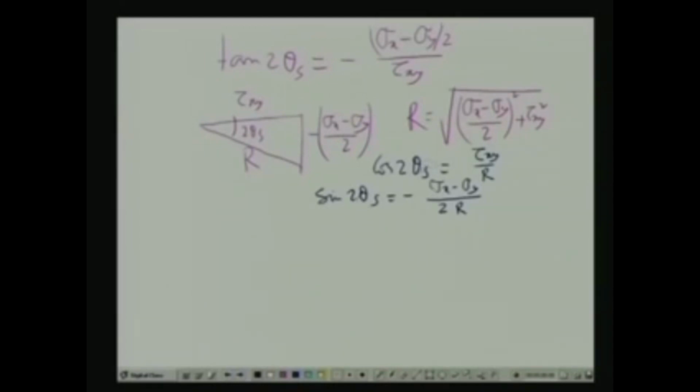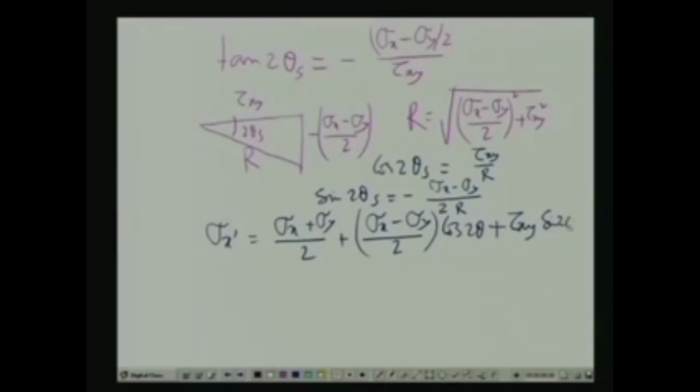Now, if you substitute the values of cos and sin in the normal stress, which is sigma x dashed equals (sigma x plus sigma y) by 2 plus (sigma x minus sigma y) by 2 cos 2 theta plus tau x y sin 2 theta, in place of cos 2 theta and sin 2 theta, if we substitute the values of cos 2 theta s and sin 2 theta s, we will get the value of normal stress, and also the shear stresses on these planes. If we substitute these values, we get this as equals to (sigma x plus sigma y) by 2, because these two terms get cancelled once we substitute these values.